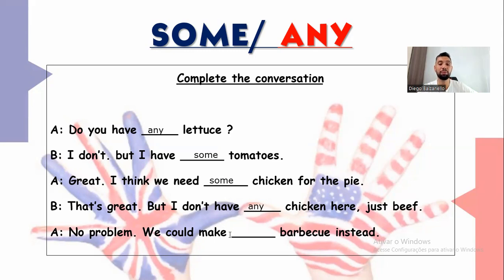No problem. We could make some barbecue instead. Why some? This is very, very simple. Because it's affirmative. No questions here. Let's move on.